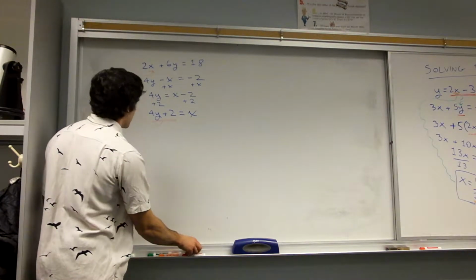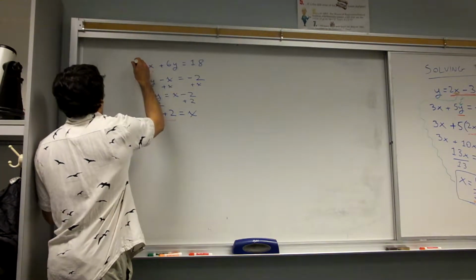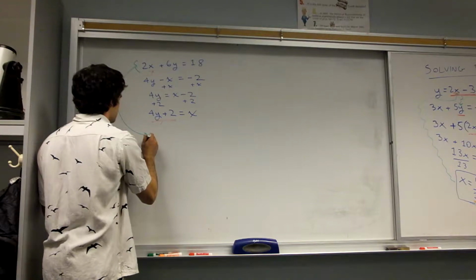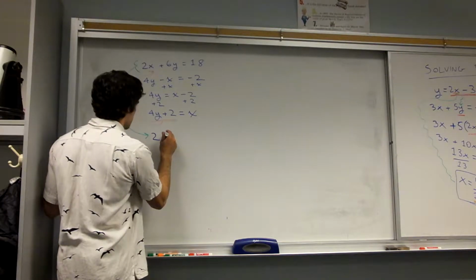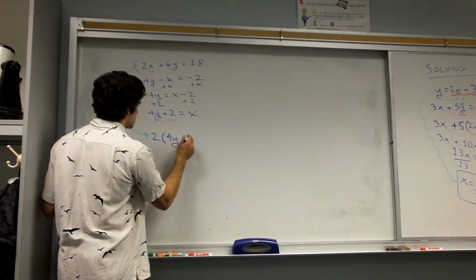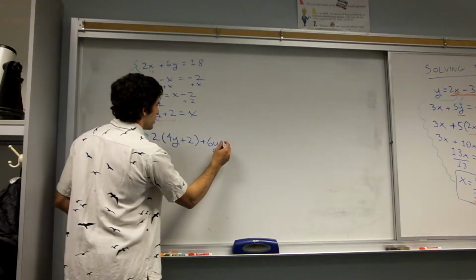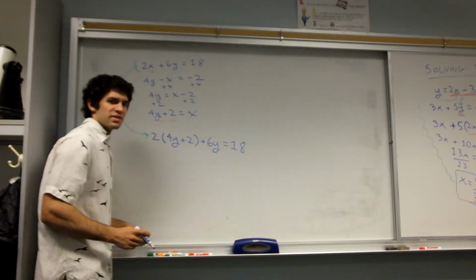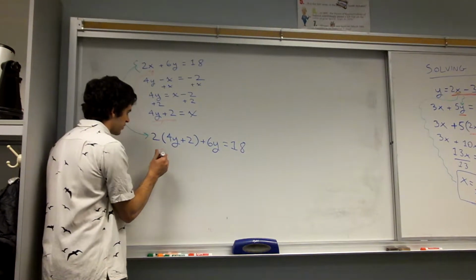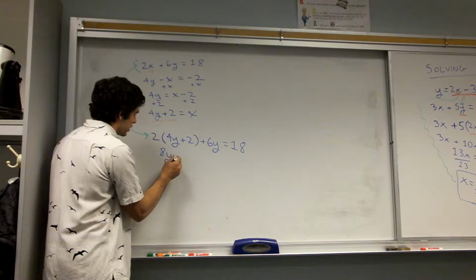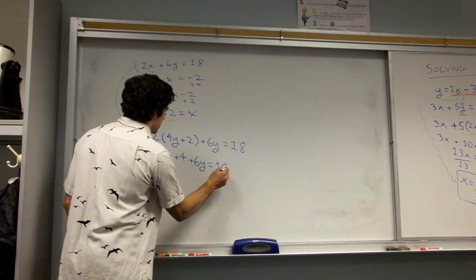So if we do that, I'll draw, let's use green, another arrow to represent that we're using this equation. We have 2 times 4y plus 2 plus 6y is equal to 18. So again, it's just like magic. Suddenly we have one equation and one variable. So we're going to do the distributive property. We get 8y plus 4 plus 6y is equal to 18.